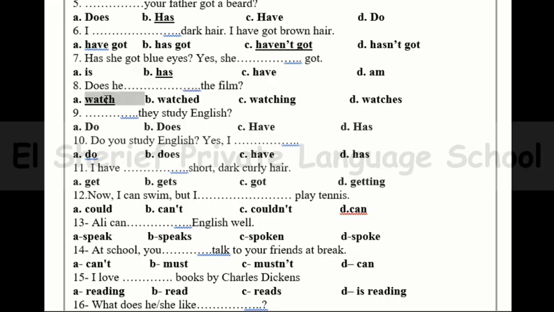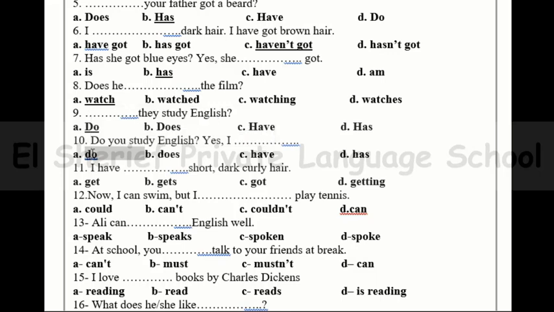Number 9: They study English. Do, does, have, has. Here I have the base form of the verb, study, so I am going to take yes, do. Number 10: Do you study English? It will be yes, I do.